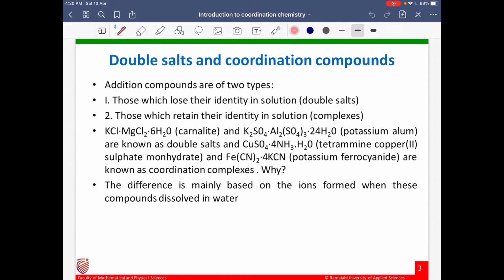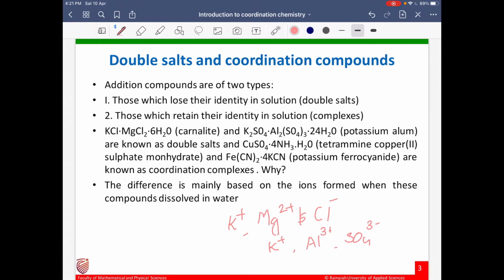When crystals of carnallite are dissolved in water, the solution shows the properties of K+ ions, Mg2+ ions, and Cl- ions. In a similar way, a solution of alum shows the properties of potassium ion, aluminium ion, and sulfate ion. These are examples of double salts, which exist only in the crystalline state.